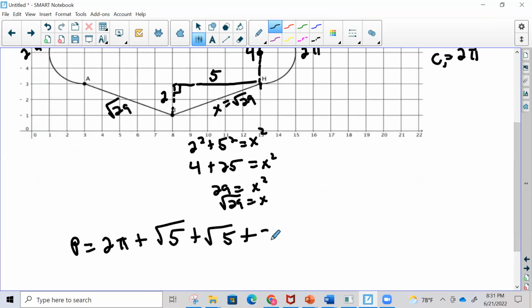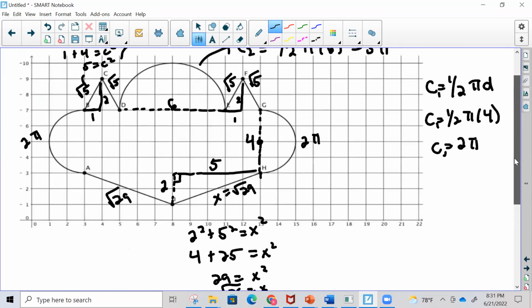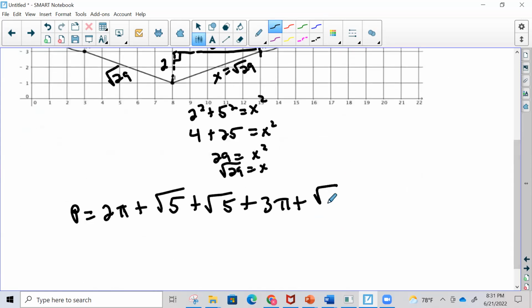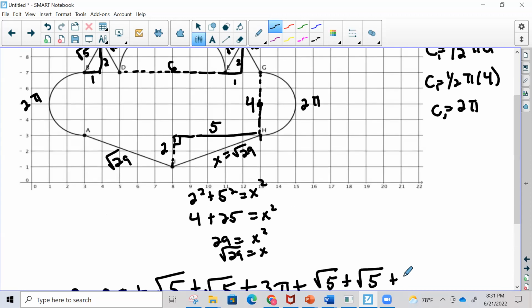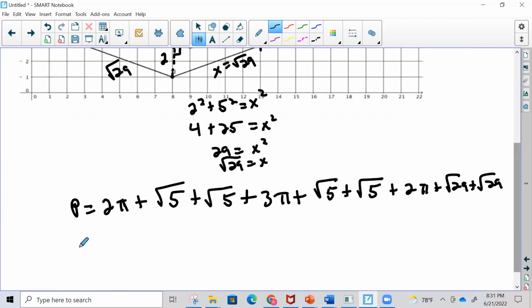So then I'm going to add 3 pi plus, keep going. I have another square root of 5, plus a square root of 5, plus 2 pi, plus the square root of 29, plus the square root of 29. And then I'm back to where I started with 2 pi.